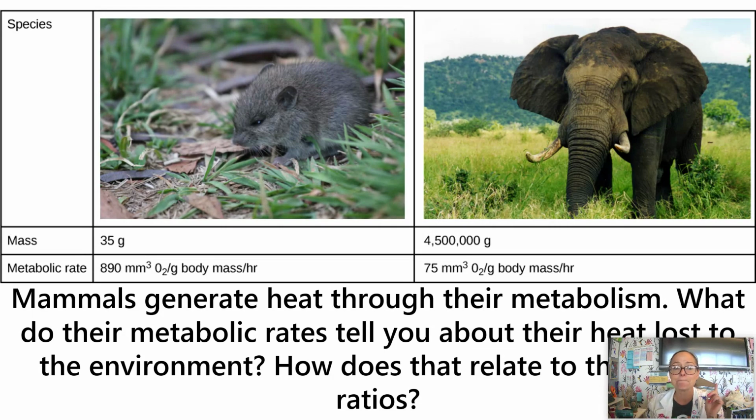and therefore it's going to have a higher metabolic rate. If you look at the metabolic rate between these two organisms, the smaller the organism, the higher the metabolic rate, because it needs to generate more heat to make up for the heat that's lost to the environment due to their large surface area compared to volume ratios, compared to the elephant, who has lots of mass and a lot of volume. And so when you take its surface area divided by its volume, it has less heat loss to the environment in comparison to the little rodent.